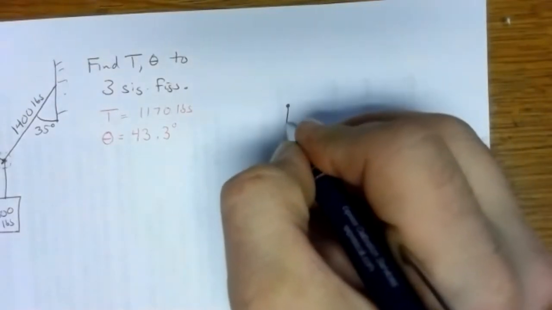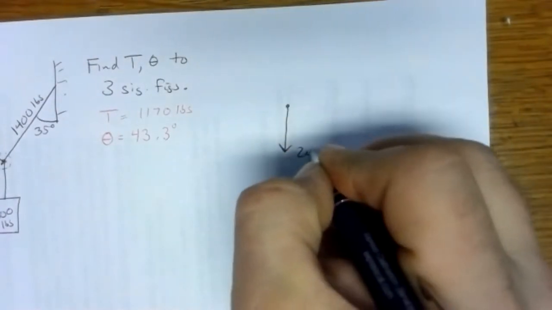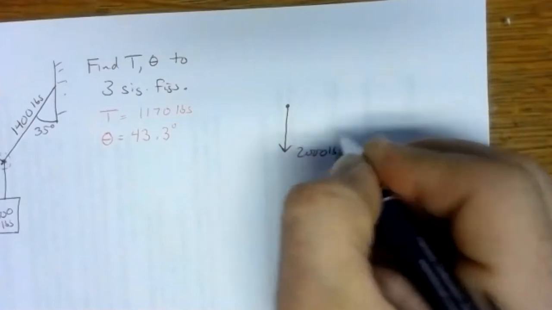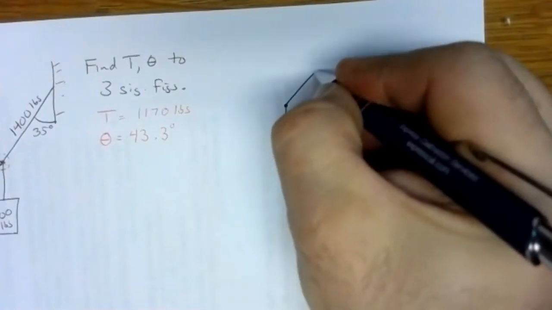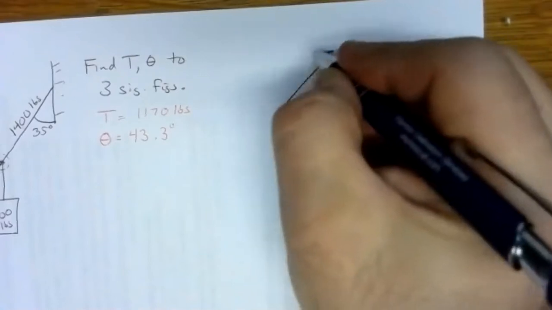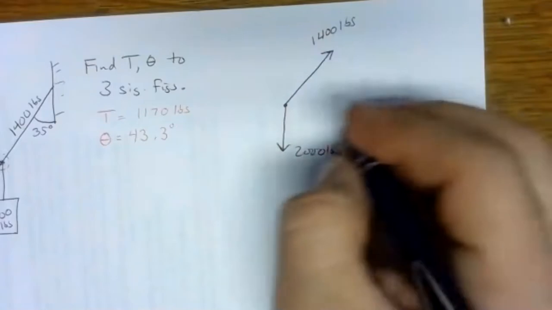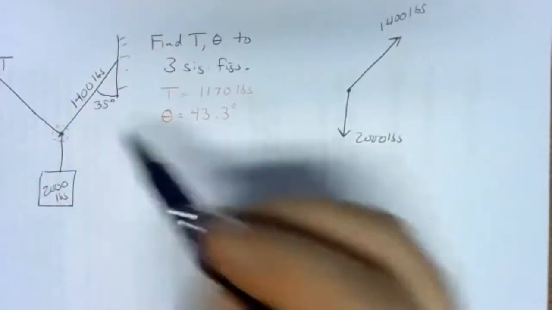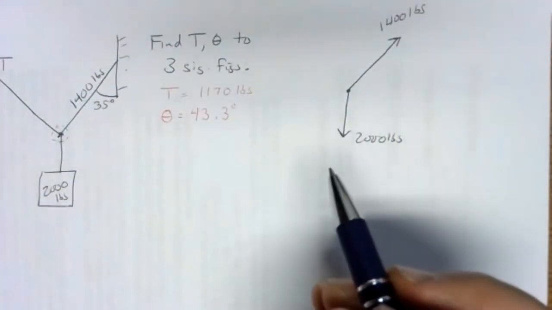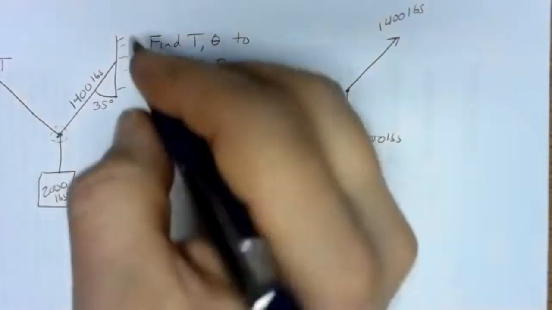It's being pulled down with a 2,000-pound force. It's being pulled up and to the right with 1,400 pounds of force. And we have to figure out where to put this angle. And this is where a little bit of high school geometry comes in.